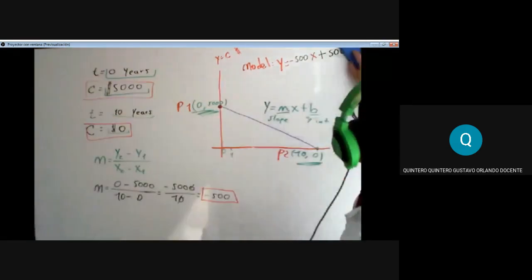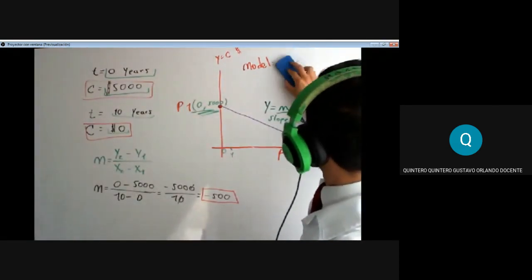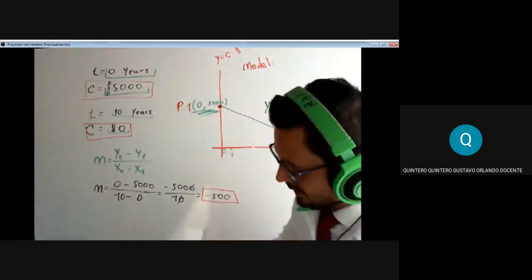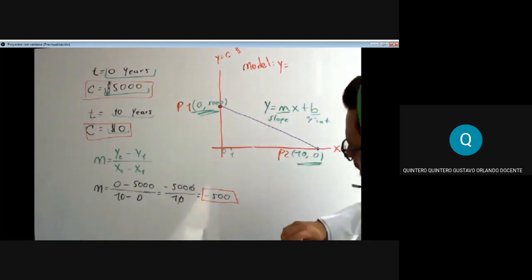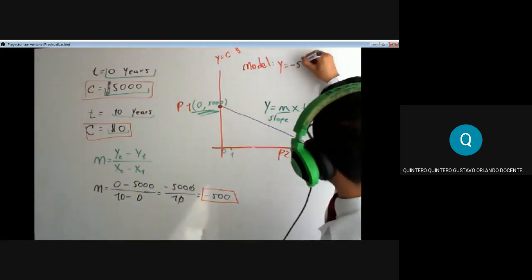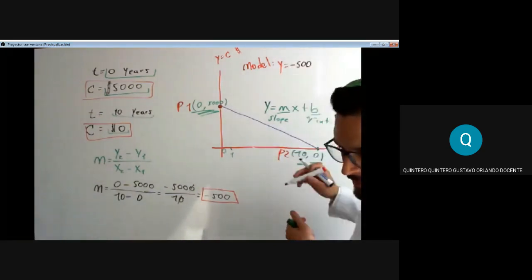Sorry, I don't think you can see this. Let me just write it again so that all of you can see it. Y equals negative 500x. Yeah, that's better.